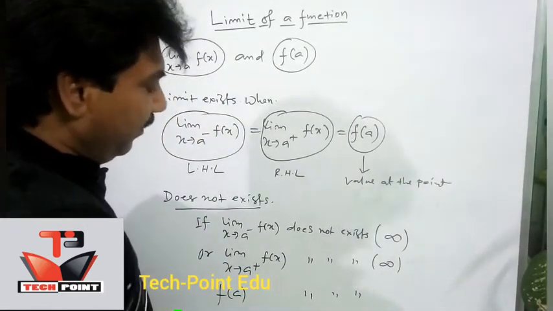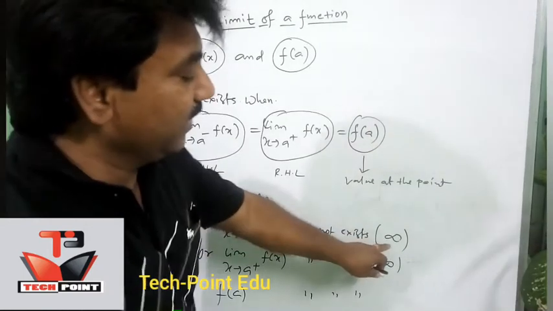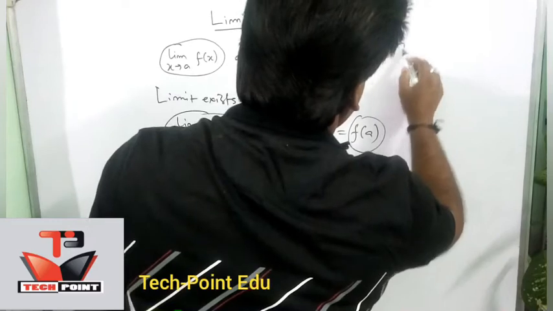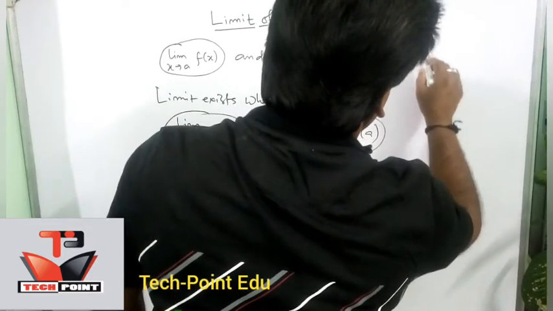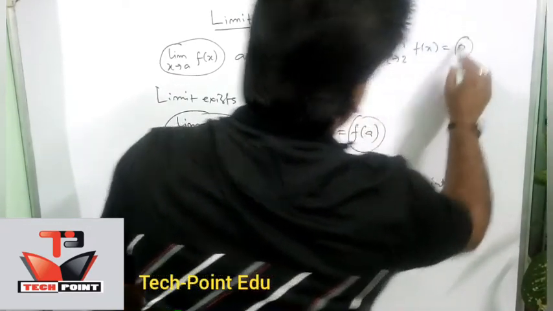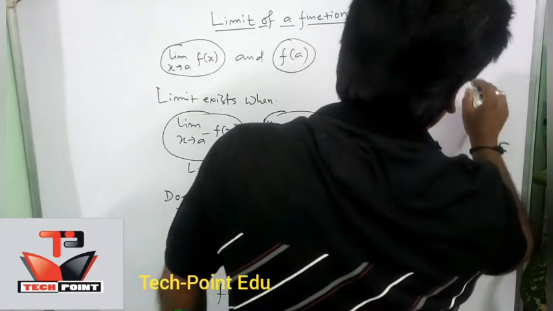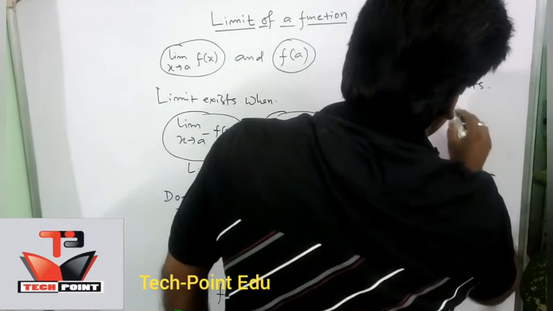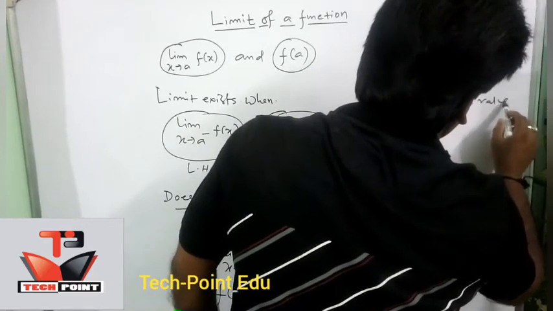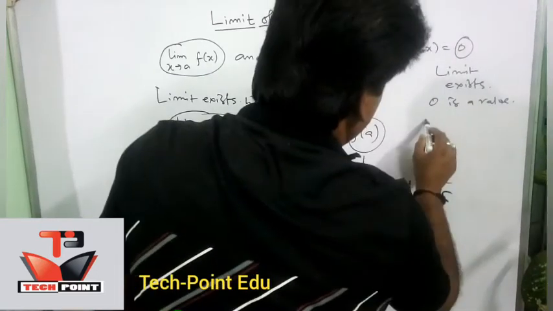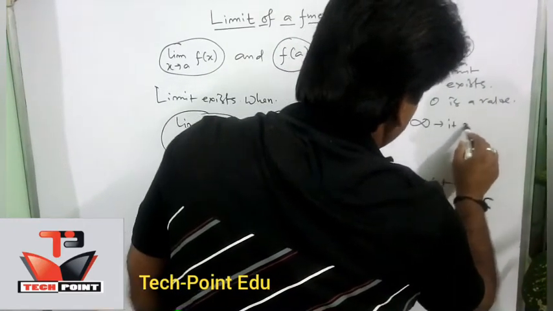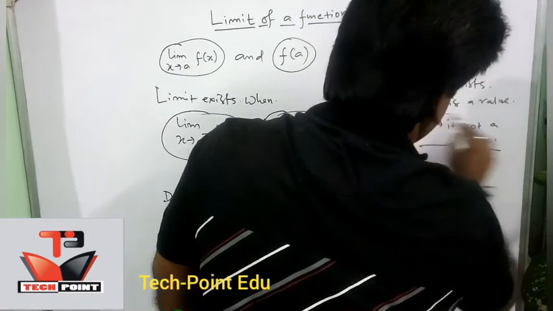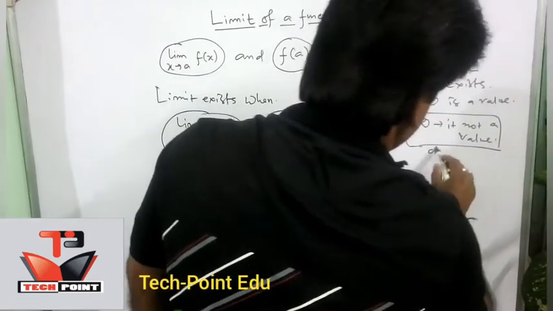And one thing you remember, limit does not exist when it becomes infinity. Suppose you are getting limit x tends to 2 f of x is equal to 0, that means 0 also limit exists. 0 is a value, that means limit will exist, but infinity is not a value. That's why if infinity comes, then limit does not exist.